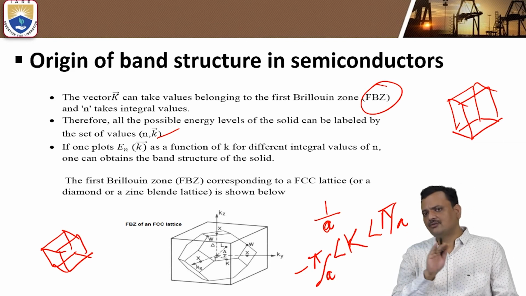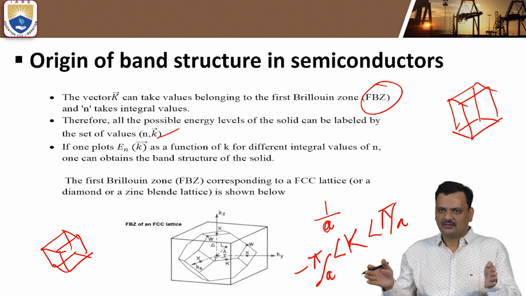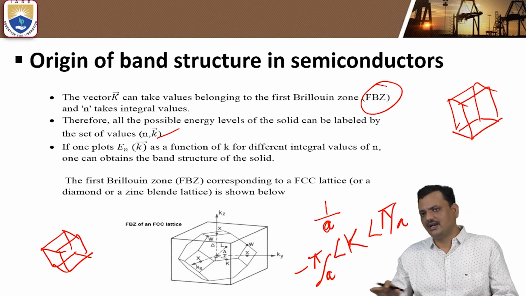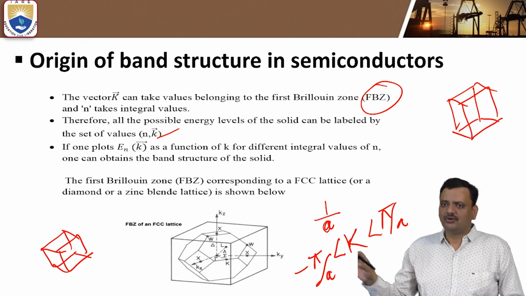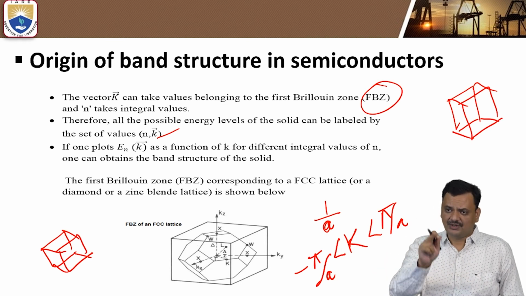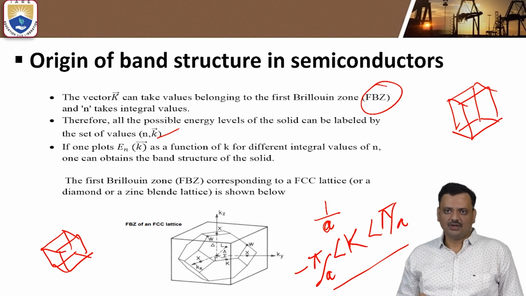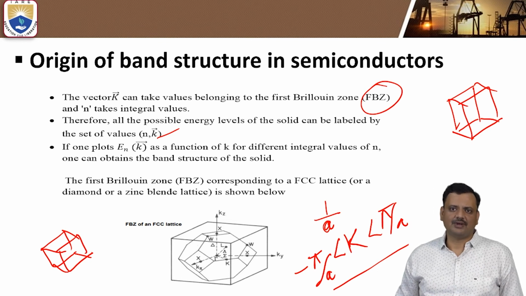So if you want to calculate the band structure of the whole lattice, suppose you consider silica as a case study, you can calculate the same band structure of this silica lattice in the first Brillouin zone, meaning inside that region. Okay, so if one plots E as a function of k for different integer values of n, one can obtain the band structure of a solid.